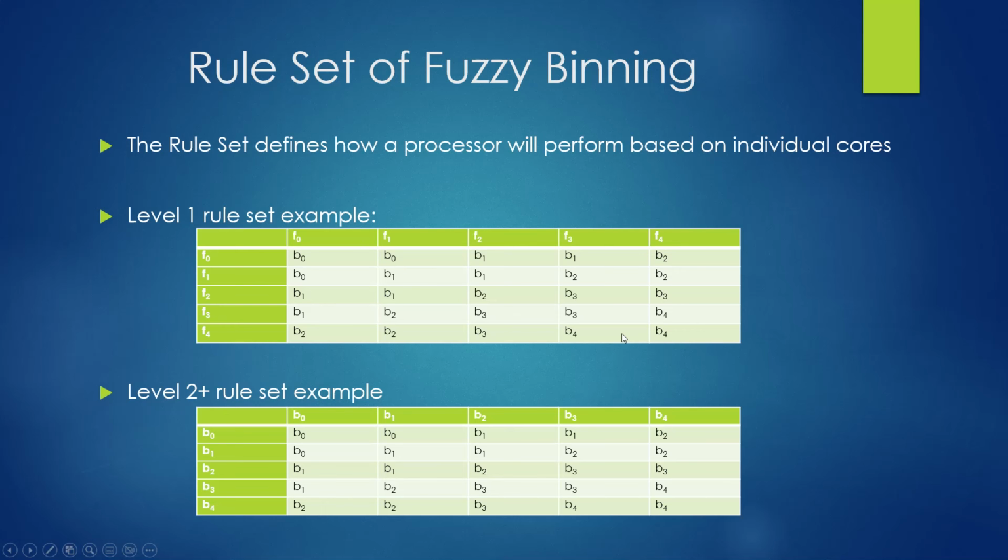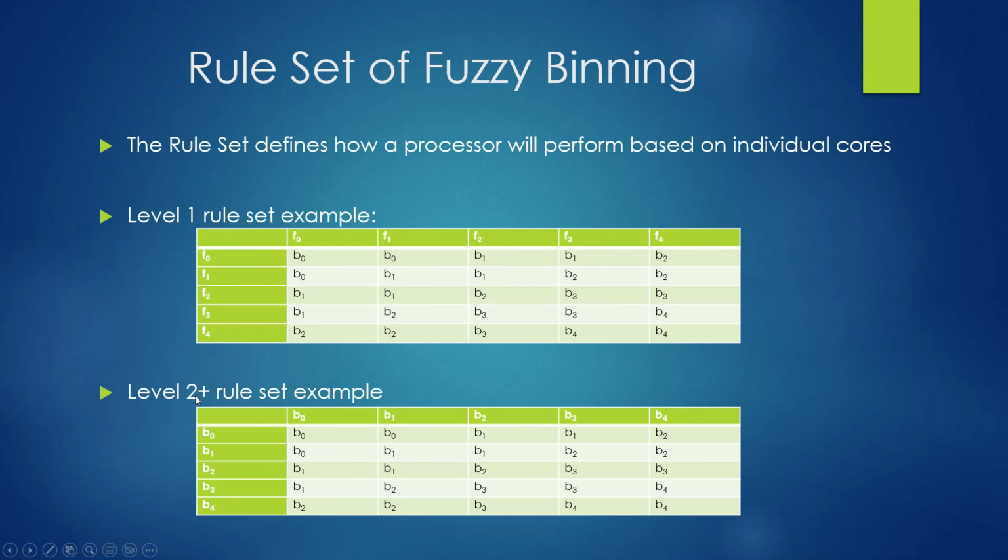You'll notice that logically this relationship is symmetrical, right? Each of the two cores being considered has equal weight. So if one core is F2 and the other core is F0, you get B1, but that is identical for the other direction. If one core is F2 and the other core is F1, you'll also get B1, and that's because the cores have the same weight on the effect. So logically, all of these rule sets are symmetrical.